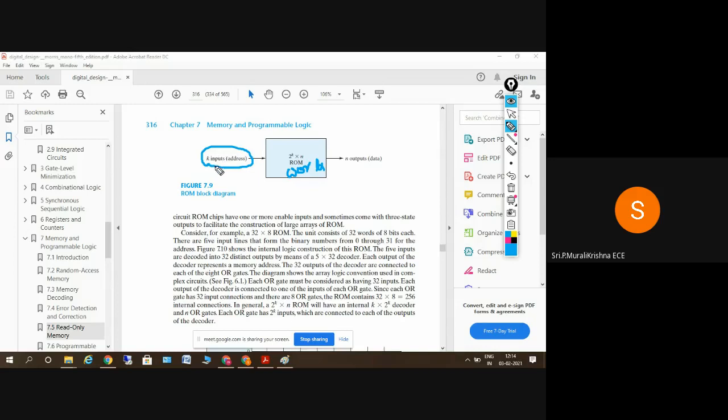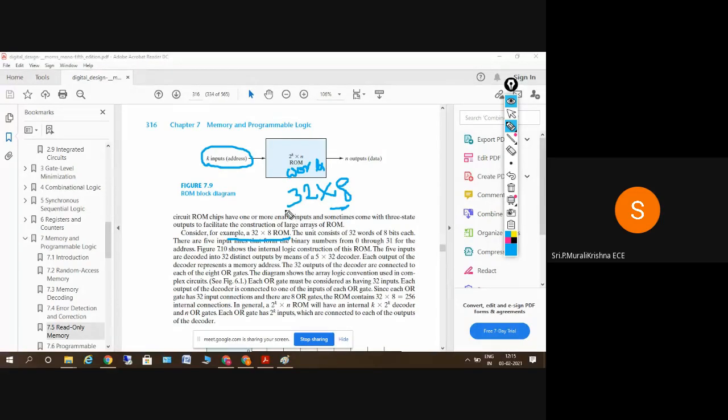So we need the address here, and the address size is k bits. This is the input part, the input bits of the address, and with the help of this address we can access up to 2 power k memory locations, and each memory location has n bits, where n is also the number of outputs. For example, consider constructing a 32 into 8 ROM.